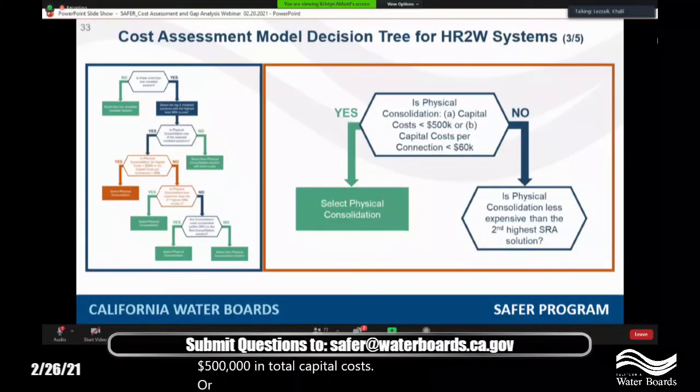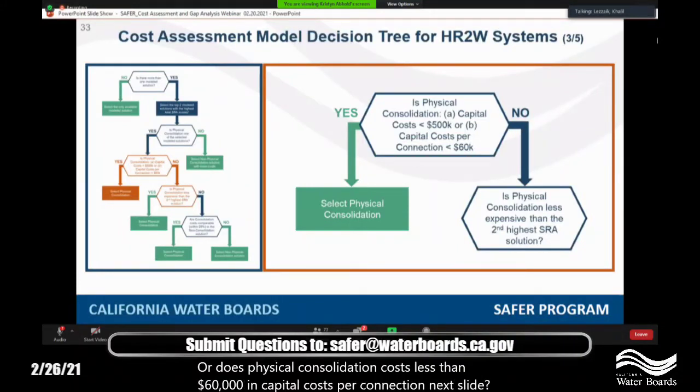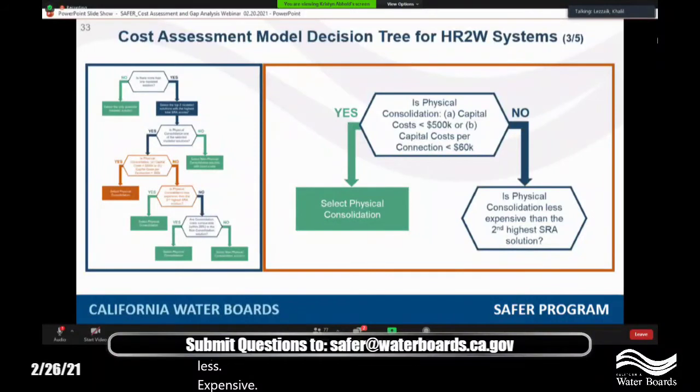Now, if physical consolidation meets either of those criteria, then we select physical consolidation as a solution for the system. However, if physical consolidation does not meet either of those criteria, then we proceed to ask if physical consolidation is less expensive than the second highest sustainable solution. Next slide.